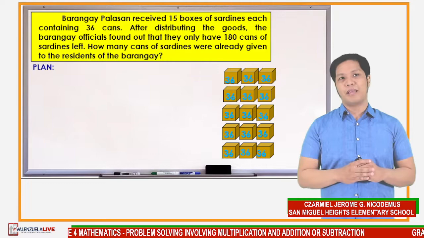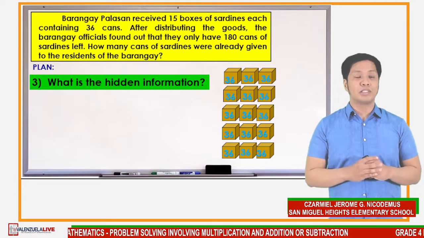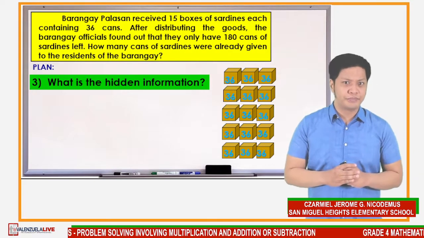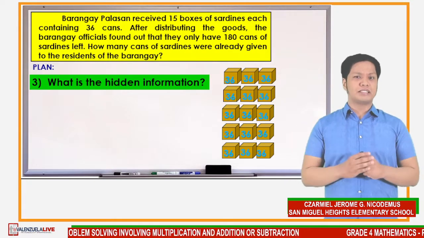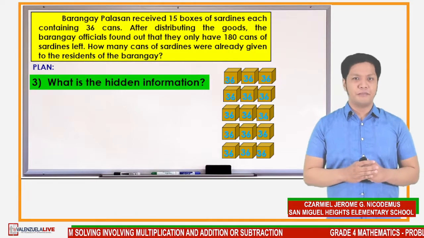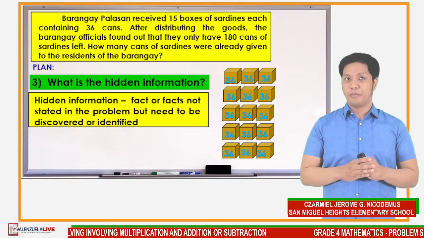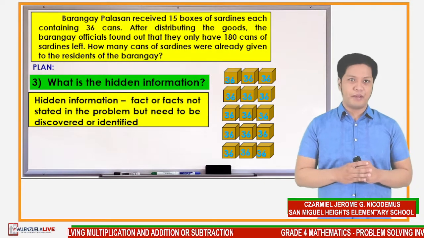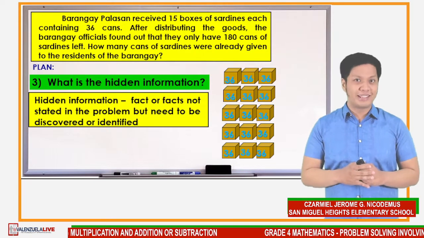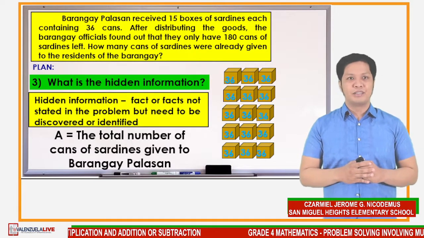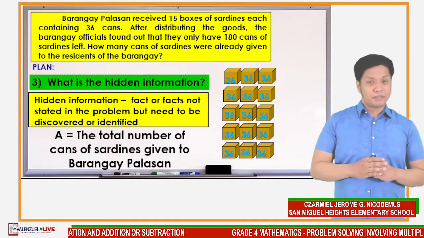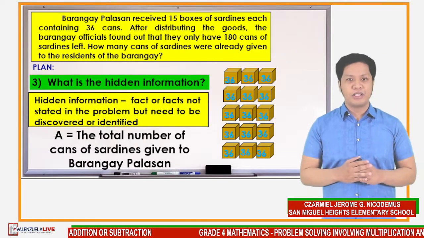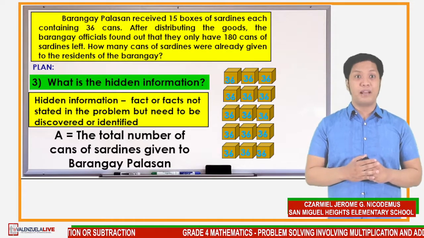For plan, we need to answer what is the hidden question or what is the hidden information. So let us first describe what is a hidden information. Hidden information, these are facts not stated in the problem but need to be discovered or identified. So for this problem, let us use A to represent the total number of cans of sardines given to Barangay Palasan.